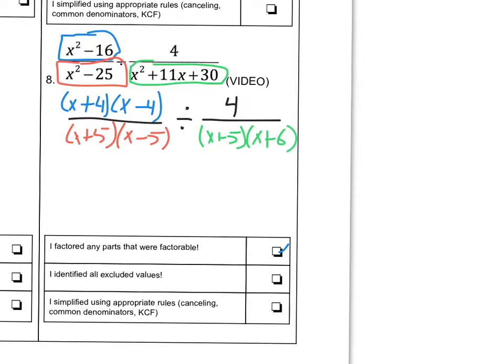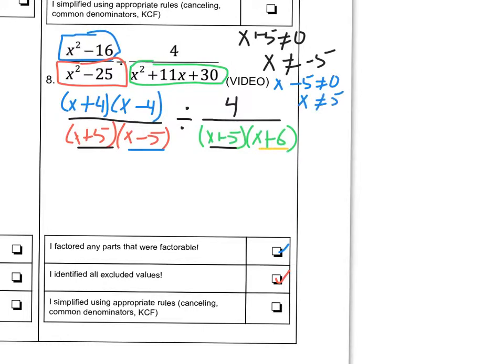Okay, next up I've got to find some excluded values. I'm going to do that up top. X plus 5 cannot equal 0, which means that x cannot equal negative 5. That also happens to be in the second fraction, so yay. And then we got x minus 5 cannot equal 0, which means that x cannot equal 5. And finally, x plus 6 cannot equal 0, which means that x cannot equal negative 6. All right, those are my excluded values.